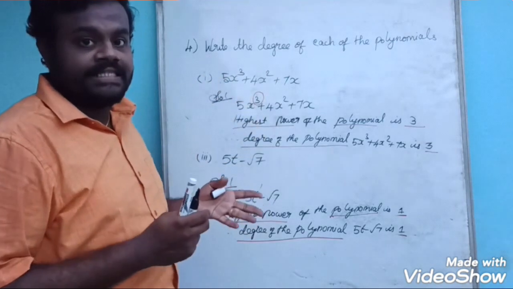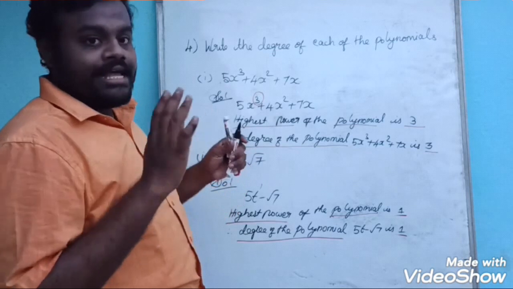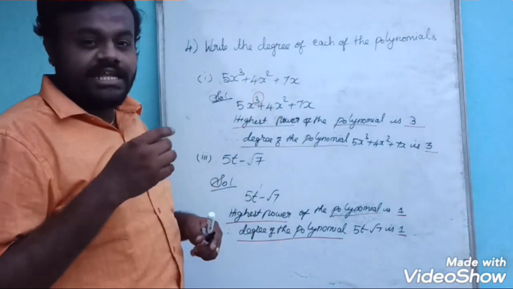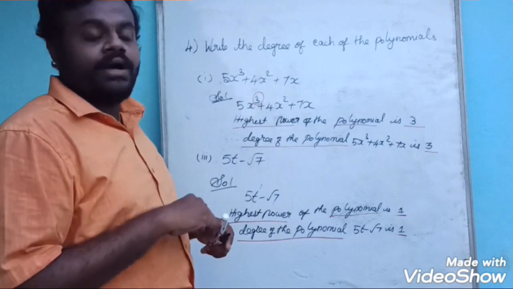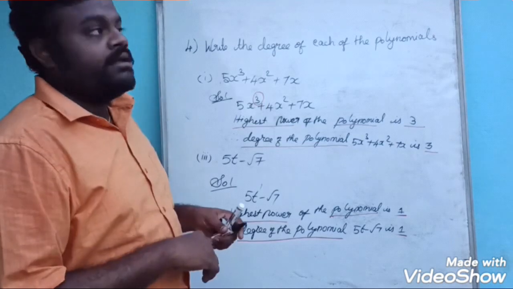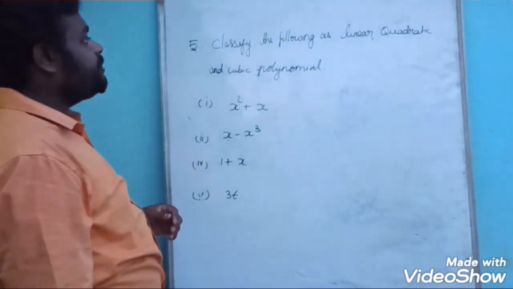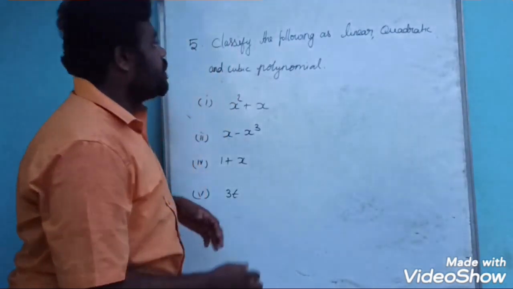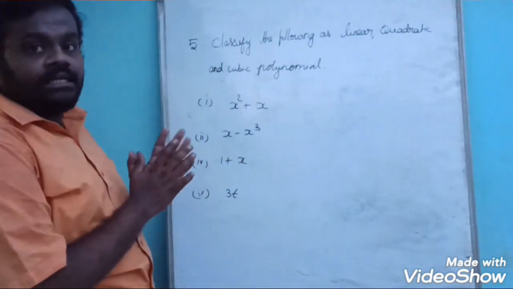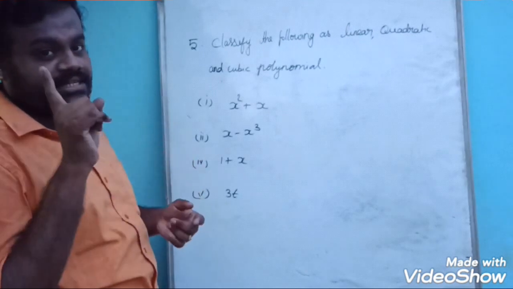Next we move on to finding the type of polynomial on the basis of degree. Already you know that degree is nothing but the highest power of the expression. So if the degree is 1, we say it is a linear polynomial, 2 is a quadratic polynomial, and 3 means a cubic polynomial. Now we see Roman letter 5. Classify the following as linear, quadratic and cubic polynomials. So this we find under the degree.